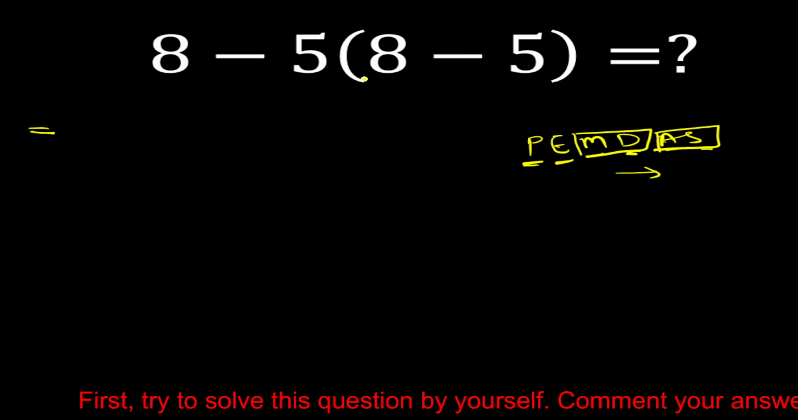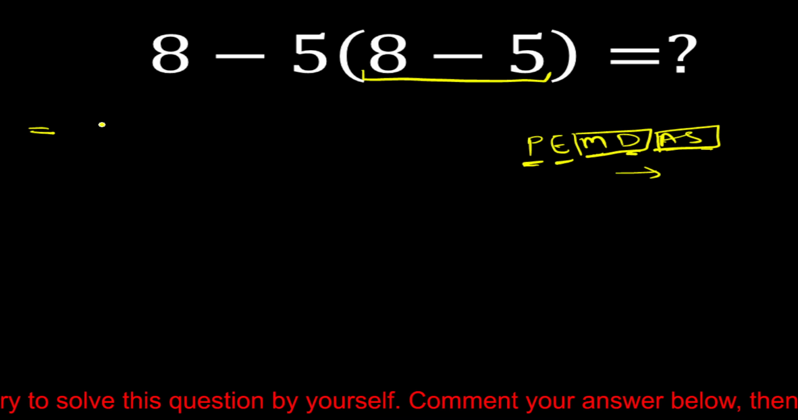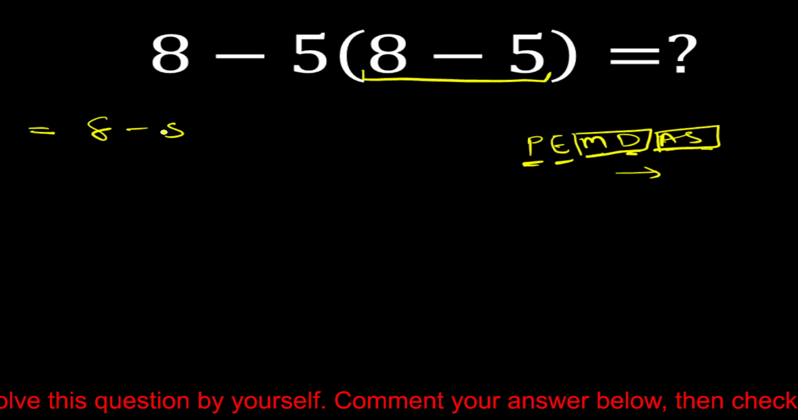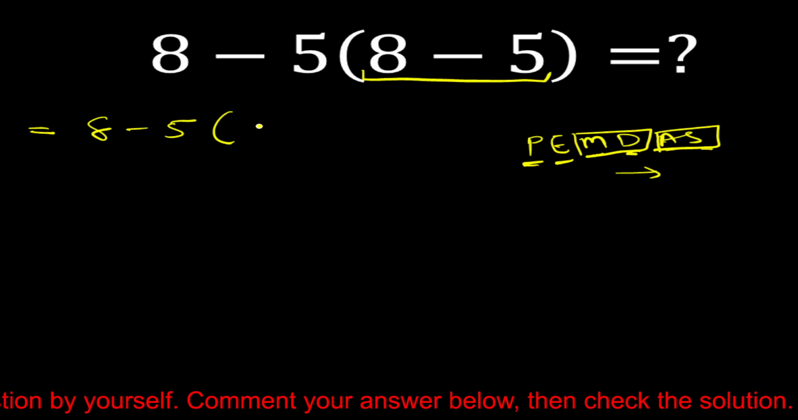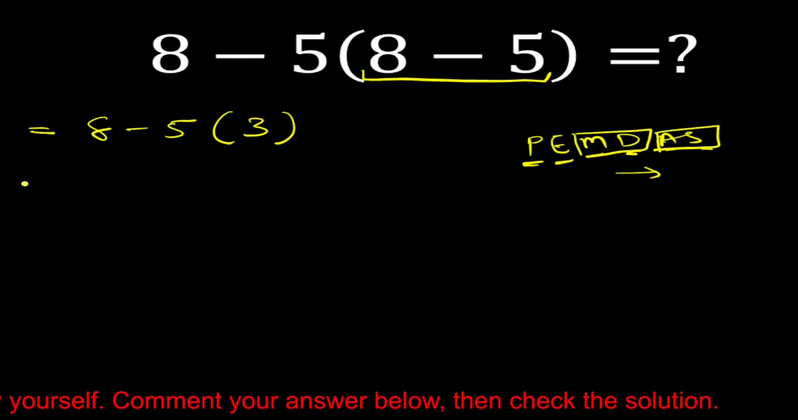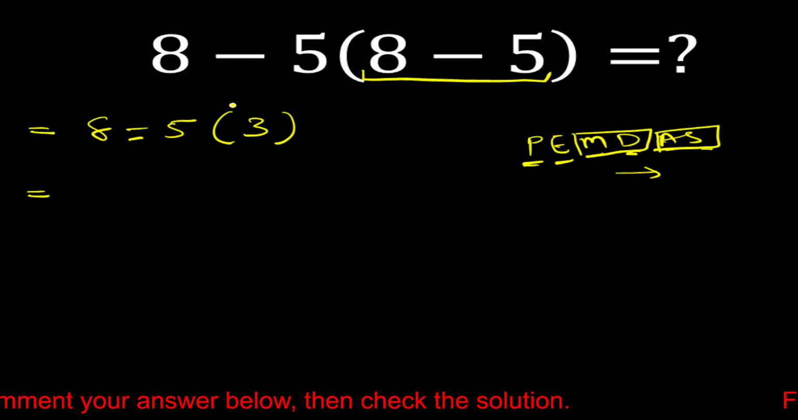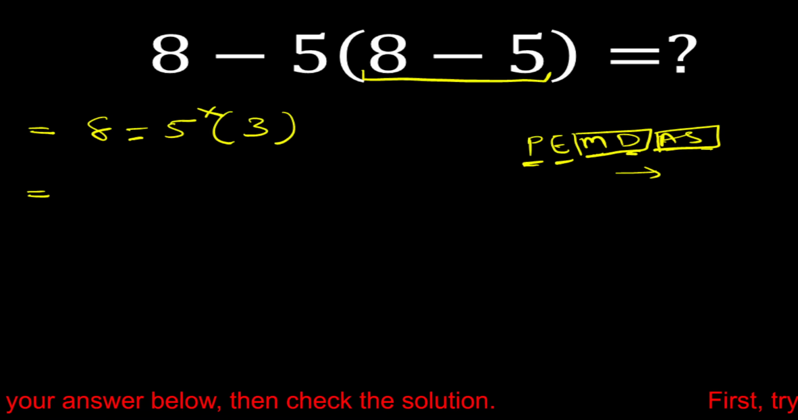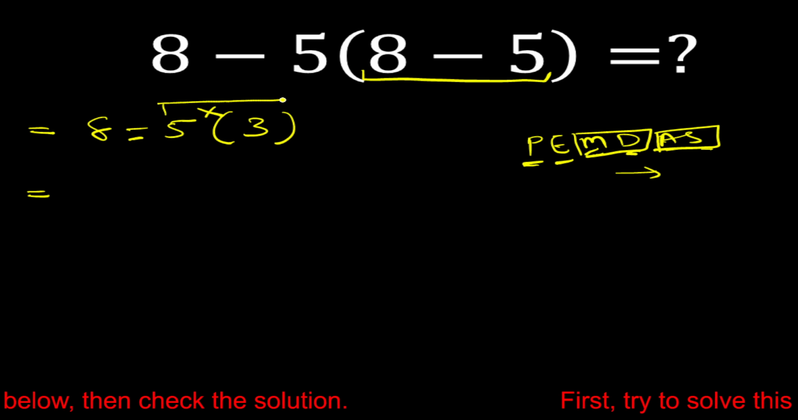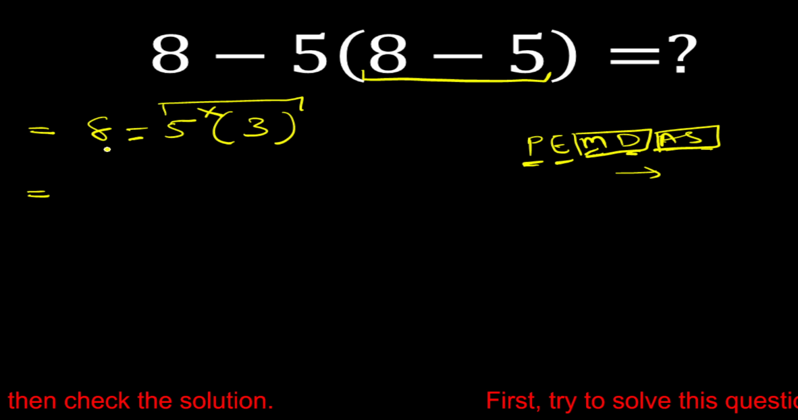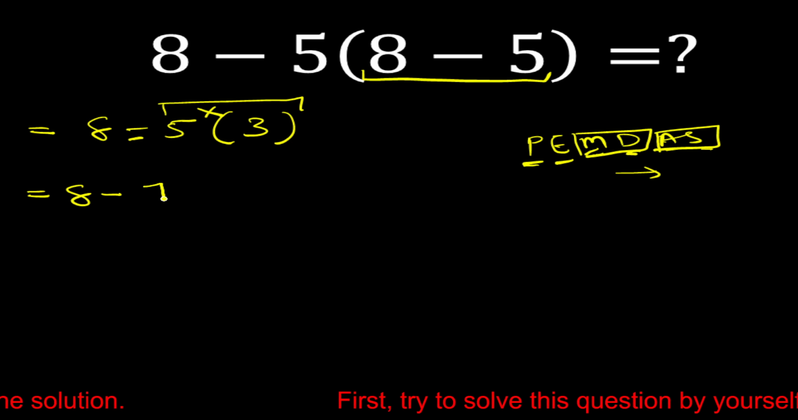So P means parenthesis. First we have to solve this parenthesis. Okay. Therefore 8 minus 5. Now solve this parenthesis. 8 minus 5 is equal to 3. Okay. So here is one subtraction and here is one multiplication. Okay. So second priority is multiplication. So we have to solve this part. So 8 minus 5 multiplied by 3 is equal to 15.